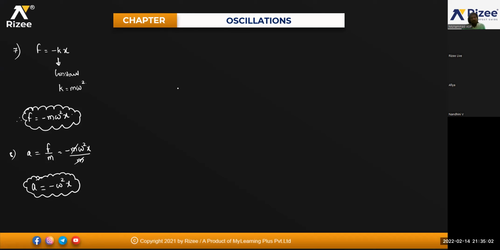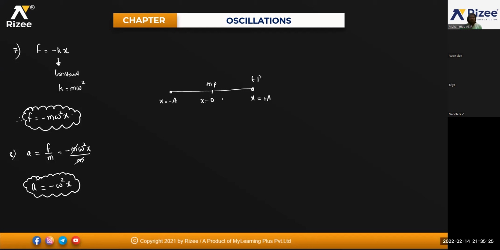Clear? See, generally if I'm taking this one as an oscillator, this is your mean position. So in the mean position, x is equal to 0. If I'm going to the extreme position here, x will be equal to plus. If I'm going on the left side, x is also at the extreme position, but it is minus here.